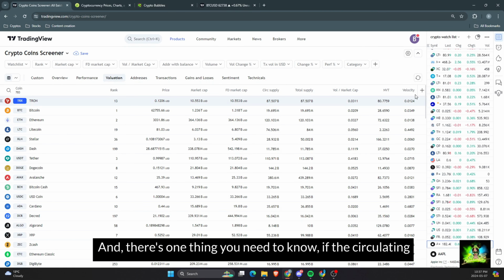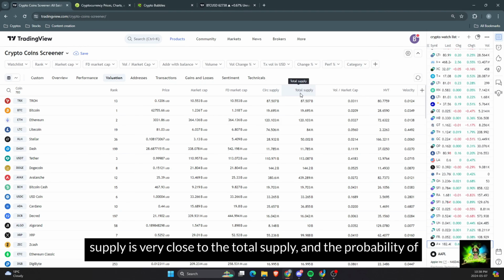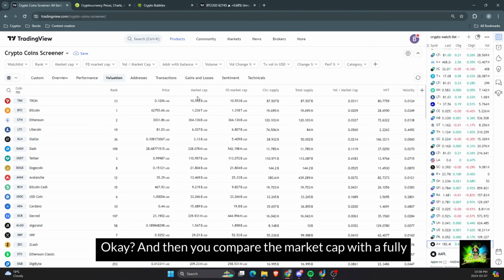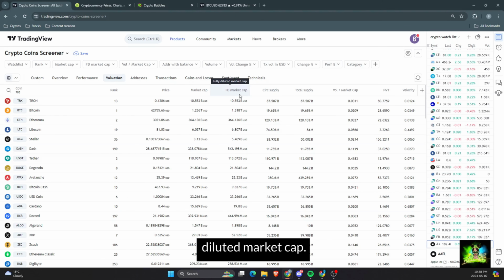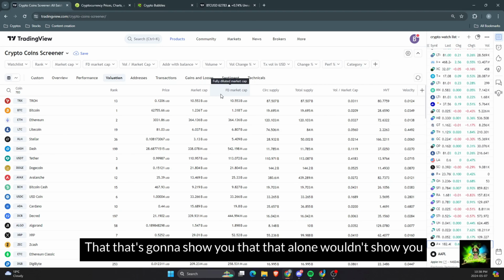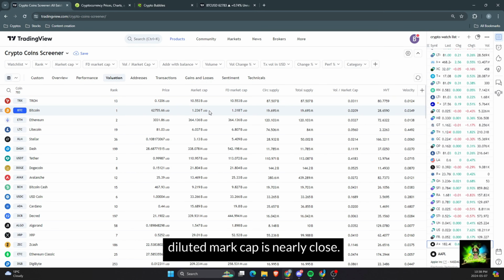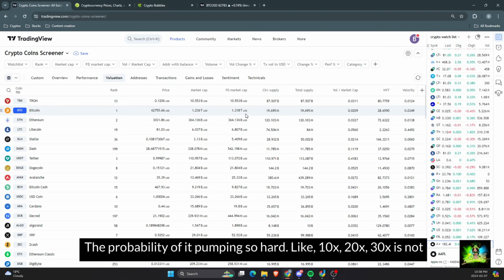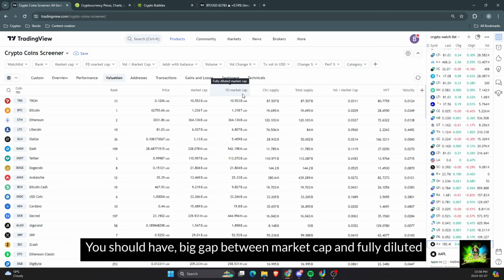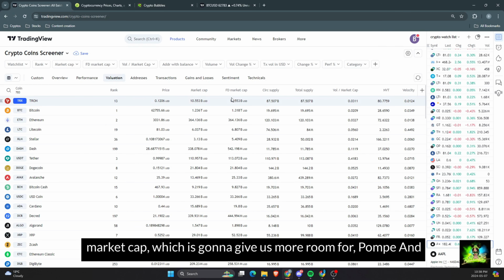And there's one thing you need to know: if the circulating supply is very close to the total supply, the probability of them dumping is very low. Okay, and then you compare the market cap with the fully diluted market cap. That alone wouldn't show you how much it can potentially grow. If the market cap and the fully diluted market cap are nearly close, the probability of it pumping so hard, like 10x, 20x, 30x, is not going to happen. Okay, you should have a big gap between market cap and fully diluted market cap, which is going to give us more room for pumping.